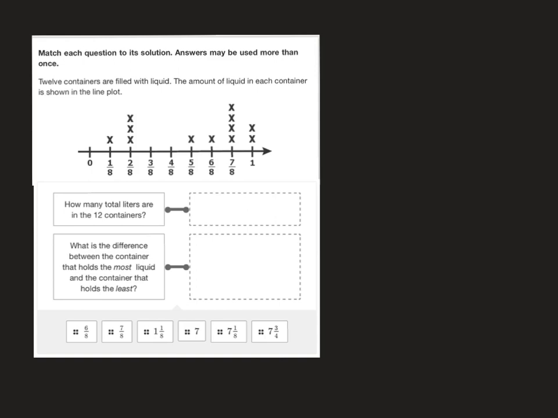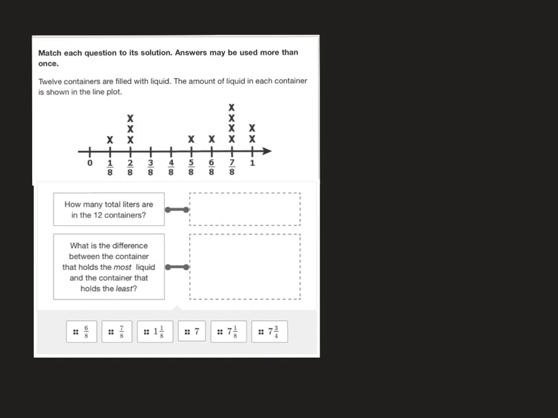Hey kiddos, so this assignment is going to be on line plots and interpreting things from those line plots. I believe there's 6 examples I'm going to go over with you, and I've also attached several other videos to the Google Doc in case you need those as well. And you will have one Mastery Connect assignment at the end.